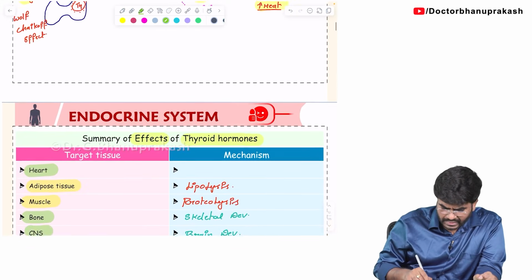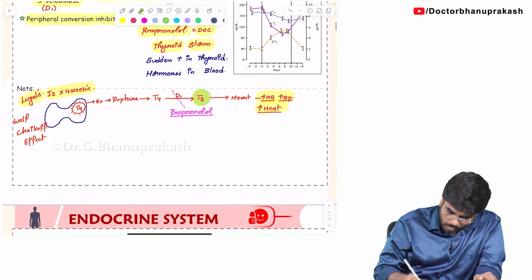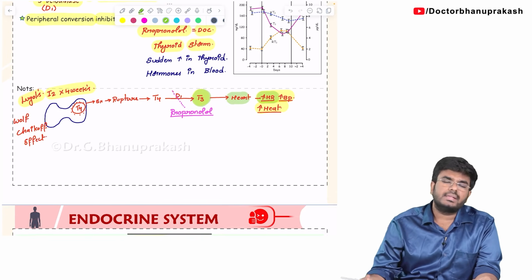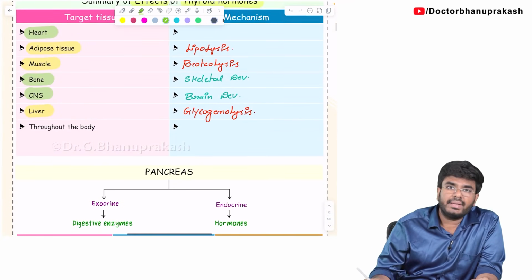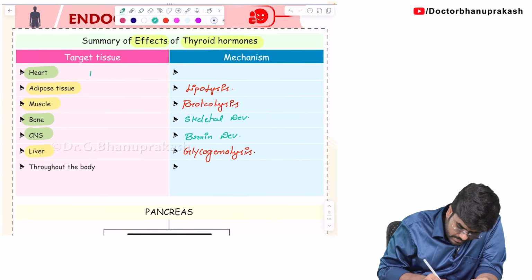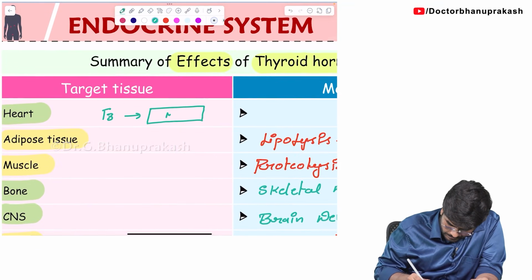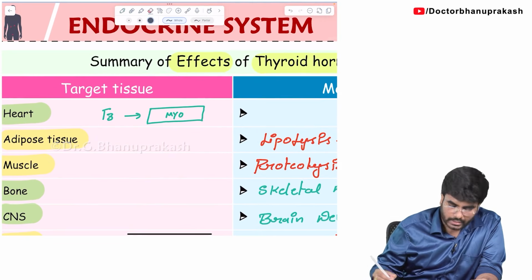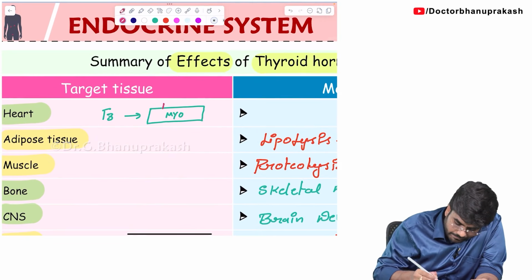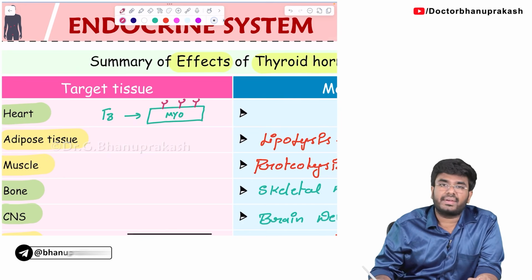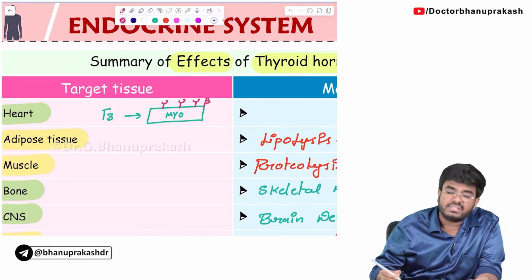Just recently I told you, whenever thyroid hormones are acting on the heart, what will they do? They are increasing the heart rate and BP. So how is it happening actually? Let's say here is the myocardium, this is the heart. Whenever thyroid hormones are acting on the heart, this myocardium increases the number of sympathetic receptors. Which sympathetic receptor? Beta 1 sympathetic receptor.